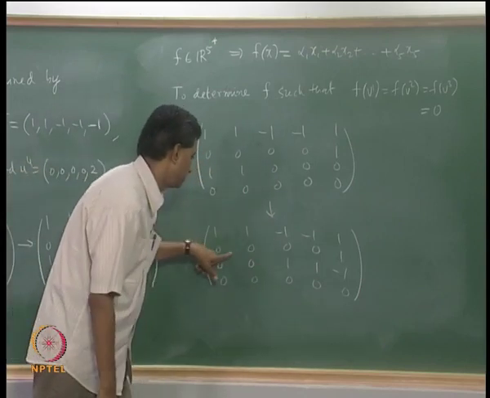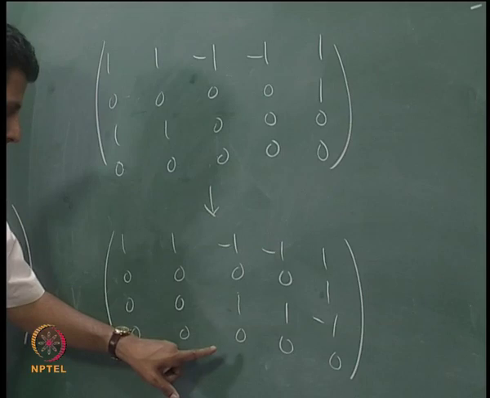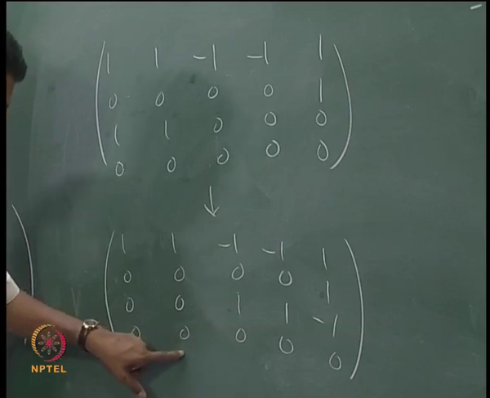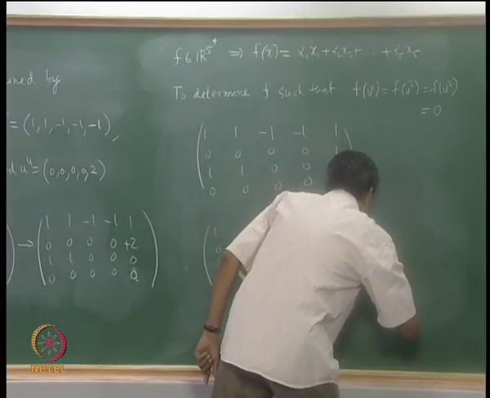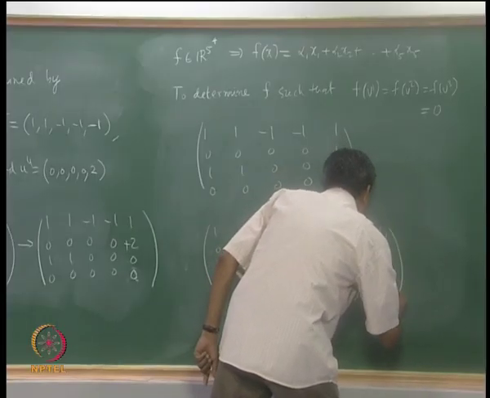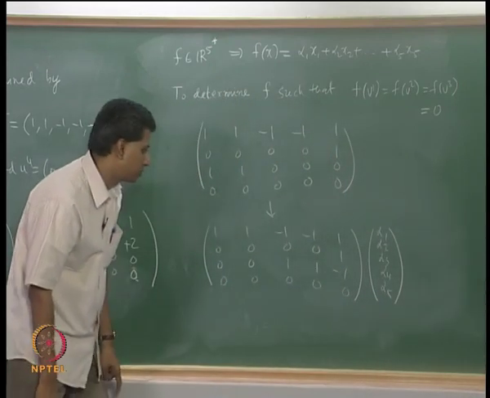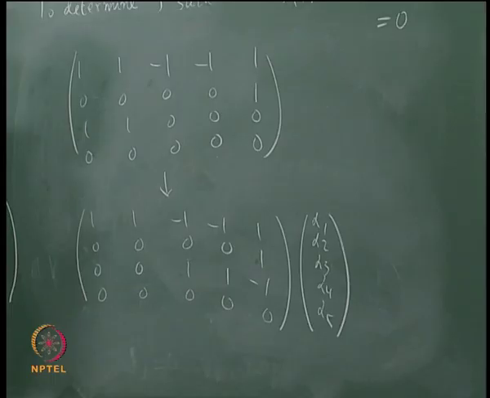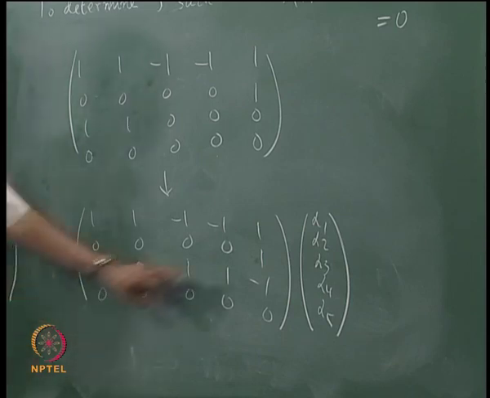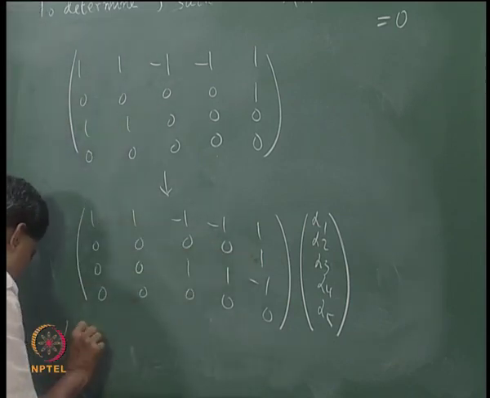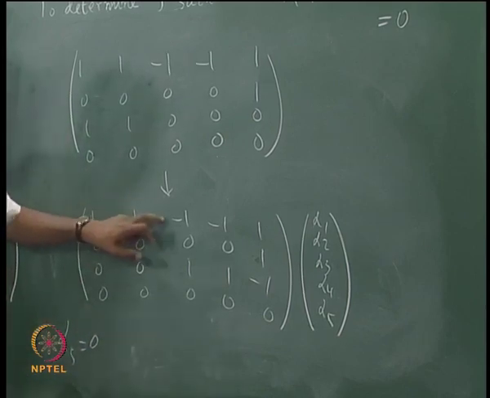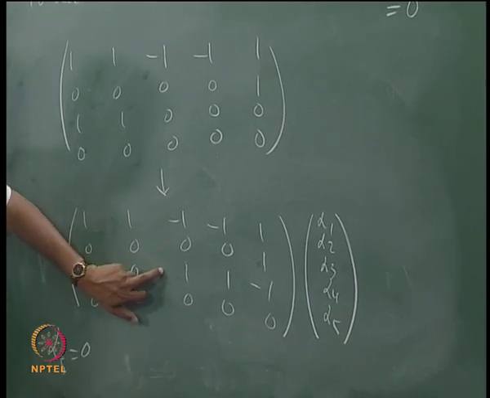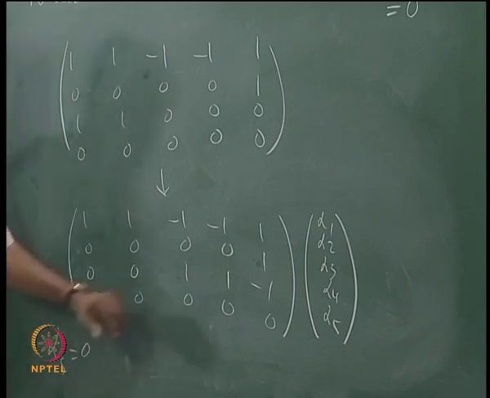Is that okay? Alpha 5 is 0. Okay, let me write down. Second equation tells me alpha 5 is 0. Third equation, okay. So from this, I have 3 equations in 5 unknowns. So I need to fix 2 of them. Which one do I fix?